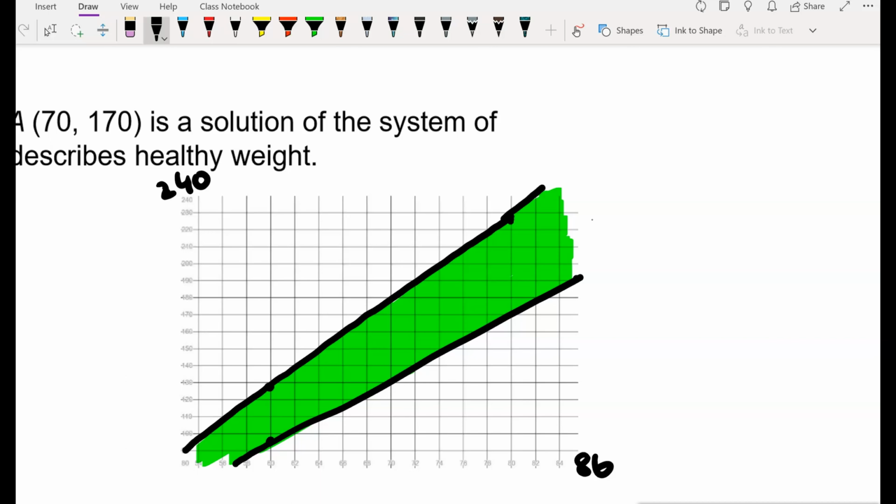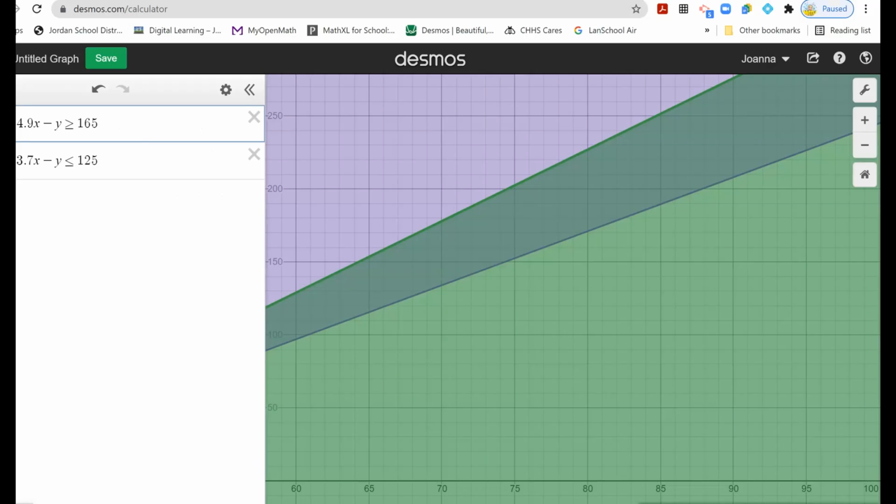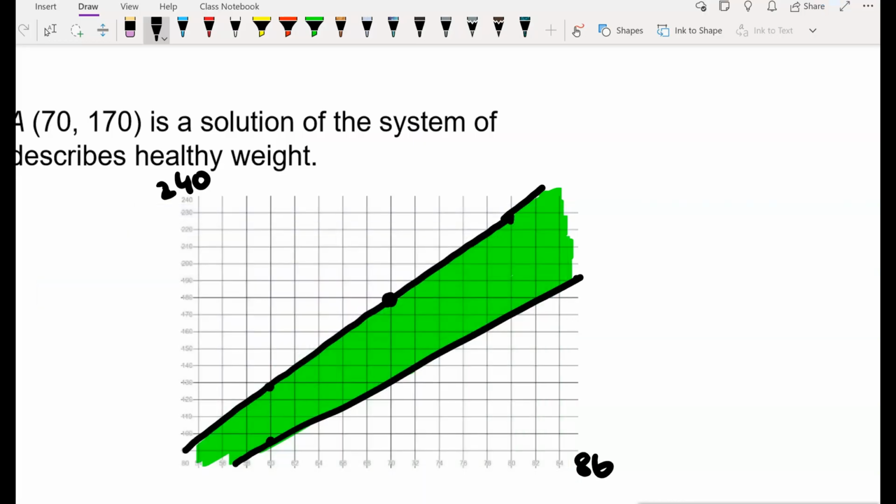And then we want to find if (70, 170) is in that range. Let's look on Desmos, we might get a better idea. It looks like it is, because at 70, we're at 178. So that should be in our system. It should be right here, 70, 170.